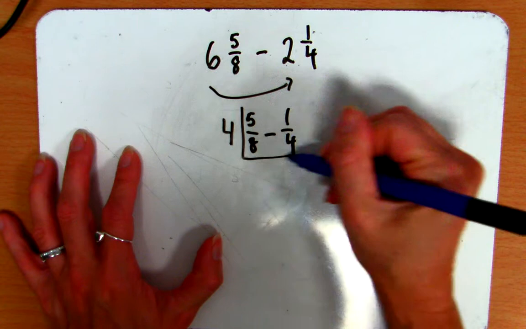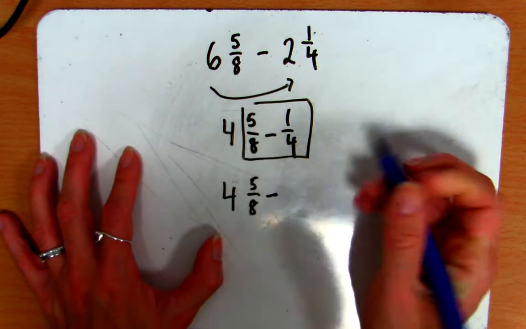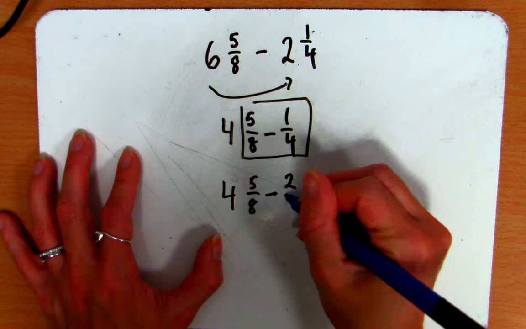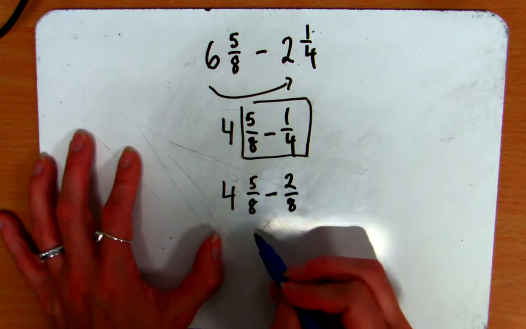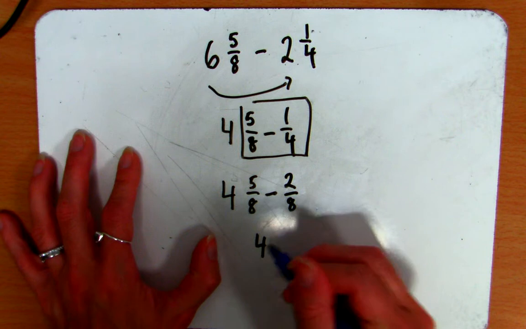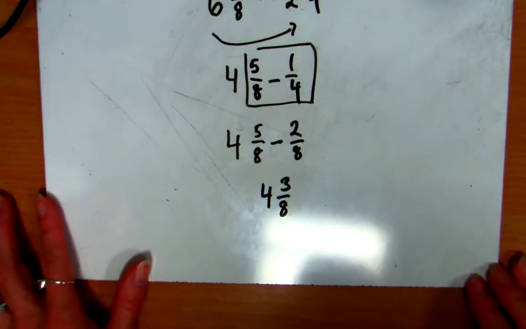We know how to do this problem. We got to convert to a common denominator. 5/8, 1/4 would be 2/8. So I've got 4 and 5/8 minus 2/8. 5/8, if I take away 2/8, I would have 3/8 left. So I'm with 4 and 3/8. It's a very straightforward problem.